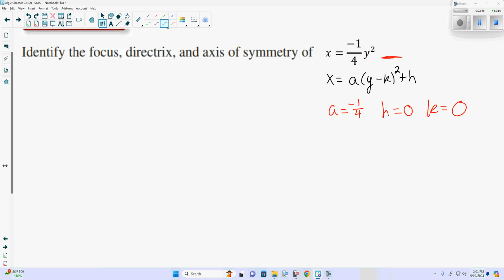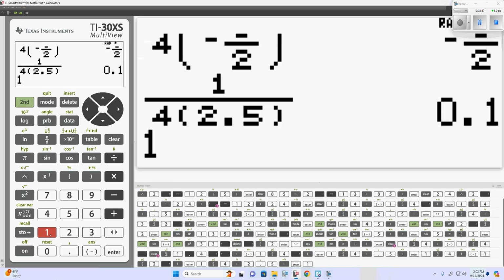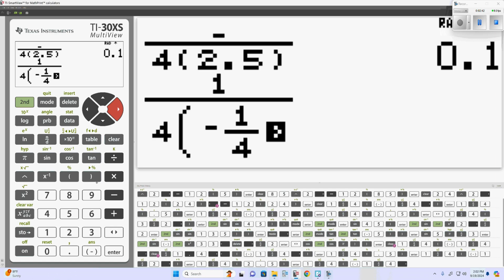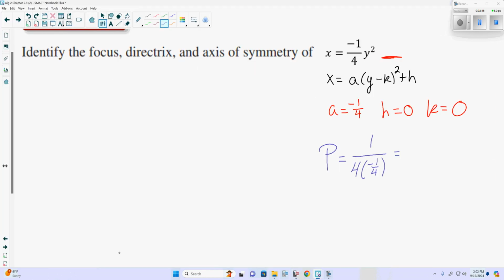Now p, questions? P is the value we need for our formulas for the vertex, directrix, focus, axis of symmetry. Well, p is equal to 1/4 times a. And to find this, we're going to plug it into the calculator. We can say 1/4 times negative 1/4, which is negative 1. So the value of p is negative 1.